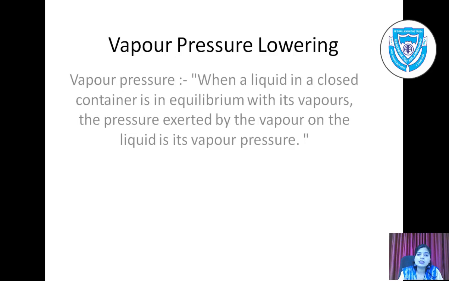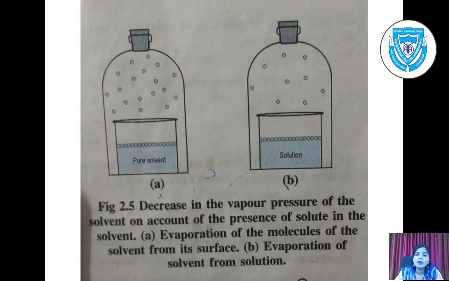So here you can see in this diagram we have two beakers. In case A we have only pure solvent and in case B we have a solution. That is, in the same solvent we have added solute and formed a solution. Both those beakers we have closed with a bell jar. The difference you can see is that in case A a larger number of molecules have evaporated and in case B a smaller number of molecules have evaporated. What is the difference between them? Why is this so?